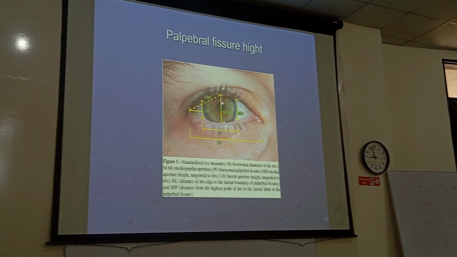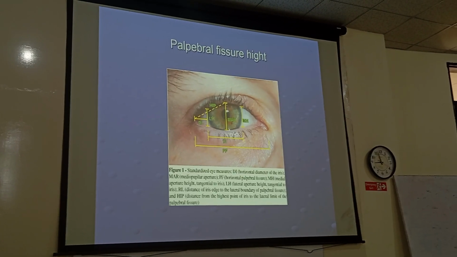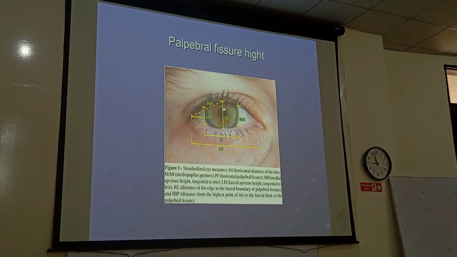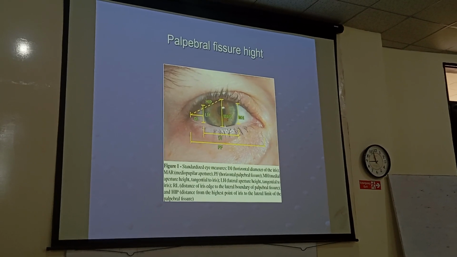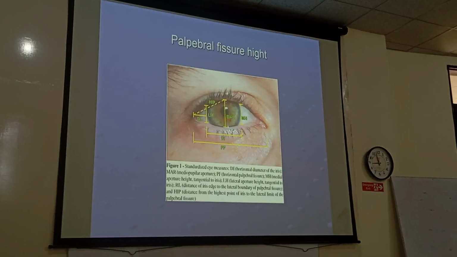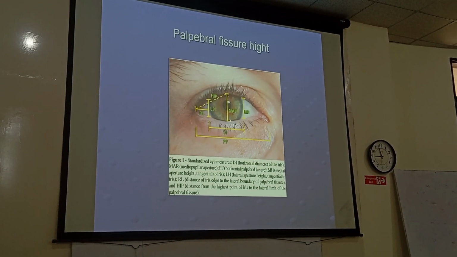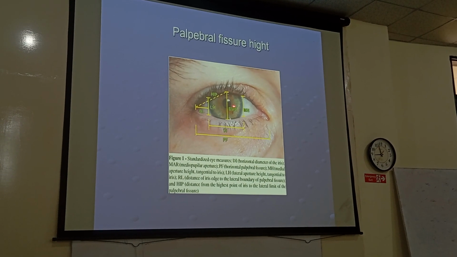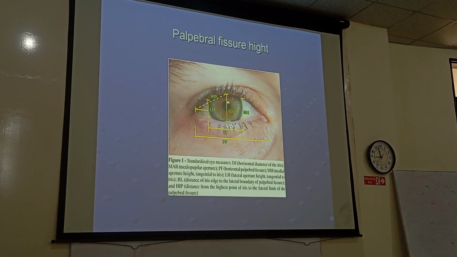Similarly, on inspection, we saw the face of the patient. Next step is palpation. Instead of palpation, we use the word measurements in the case of ptosis. First thing is that we will measure with the ruler and the torch.